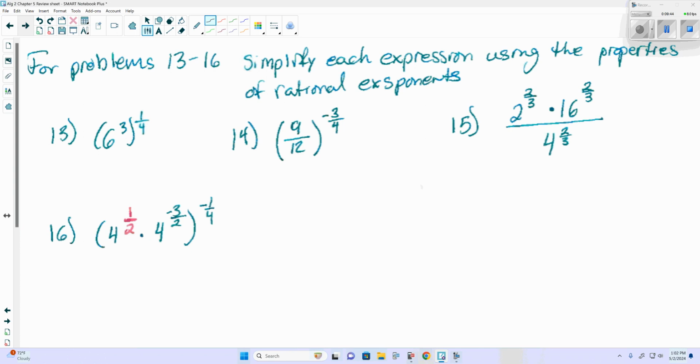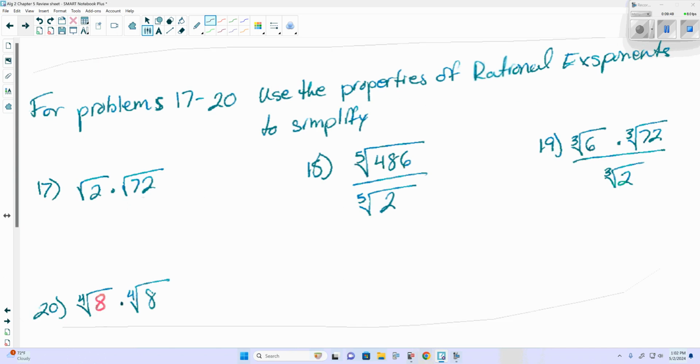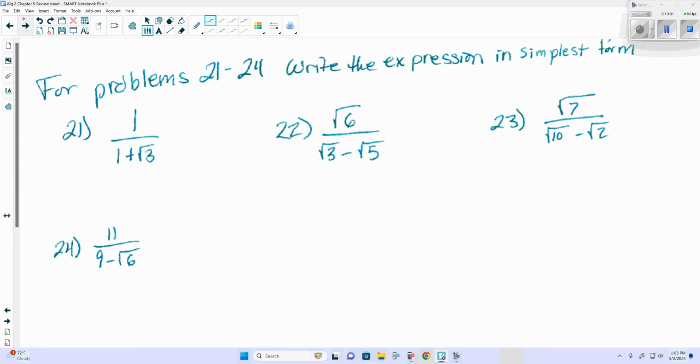Some of these here, we want to actually leave in exponential form. We wouldn't get a decimal, but they're not on the test. I mean, we can if we want. They're not on the test. 17 through 20 aren't going to show up. 21 through 24. No, these are. Which one do we want to look at? 22.